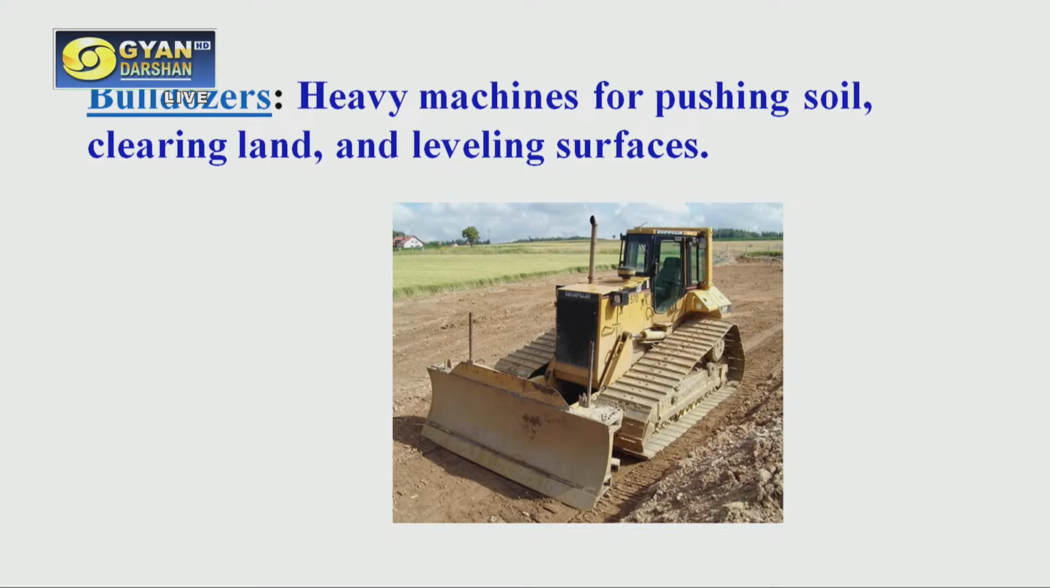Then second is the bulldozer. Bulldozers are heavy machines which are used for pushing materials like soil and clearing land. Because if at a construction site the land has bushes and some waste material, bulldozers are used for pushing that material off the site.